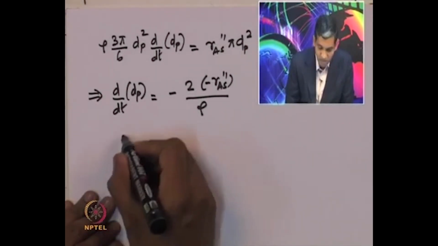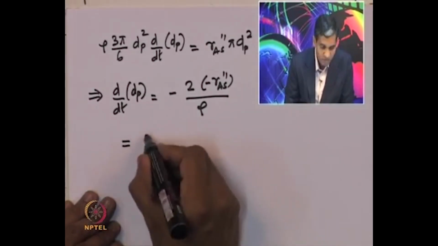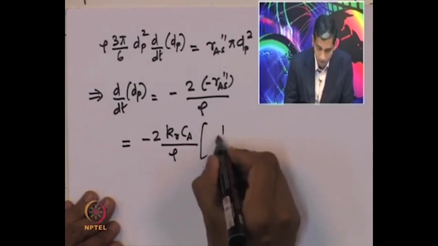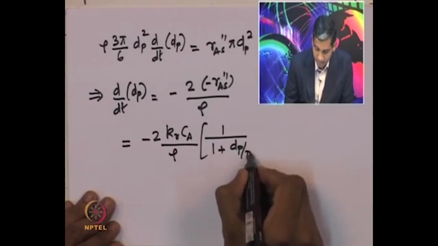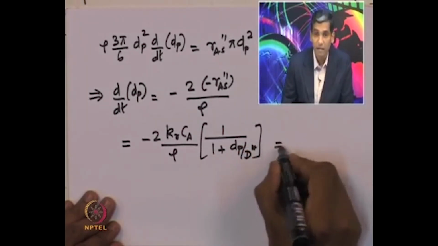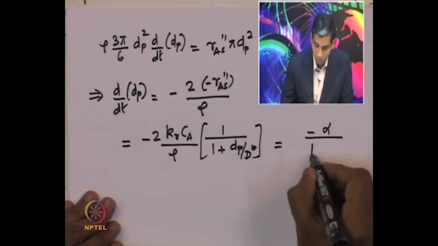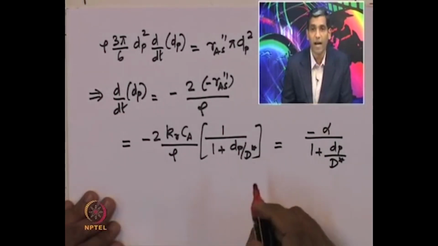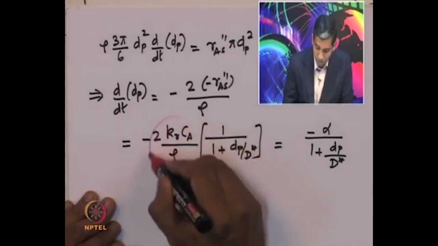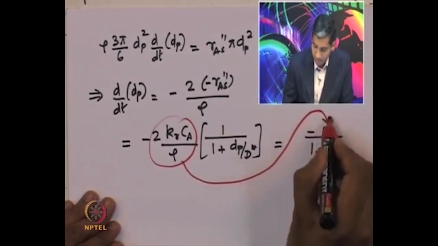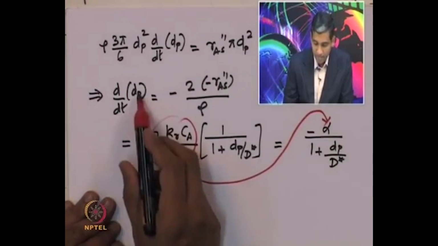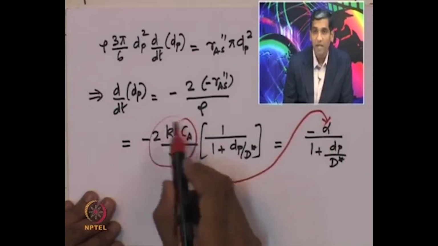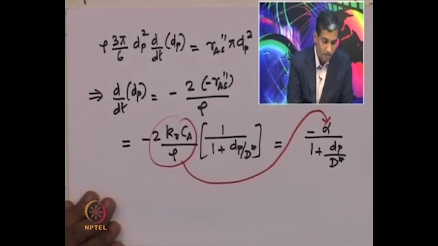Now we know what the rate is, so that can be rewritten as minus 2 Kr Ca divided by rho times 1 divided by 1 plus dp by d star, and this can be rewritten as minus alpha divided by 1 plus dp by d star. That is the expression for the rate of change of the diameter of the particle as a function of time. If we assume that this whole thing is a constant alpha, we can rewrite this as d dp by dt equal to minus alpha divided by 1 plus dp by d star, where alpha captures the rate of the reaction divided by the density of the corresponding particle.